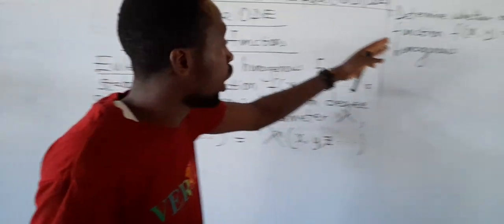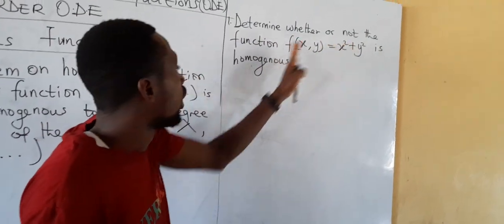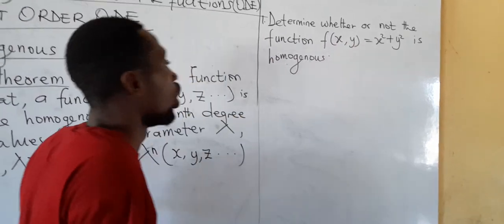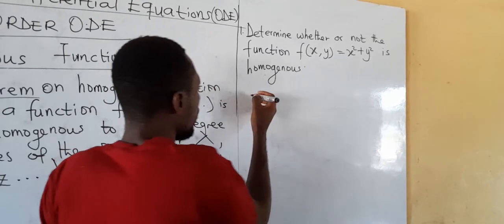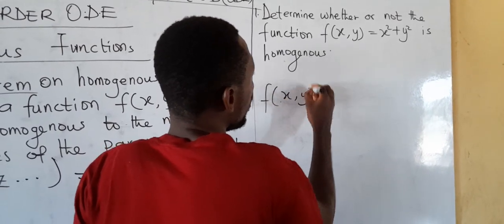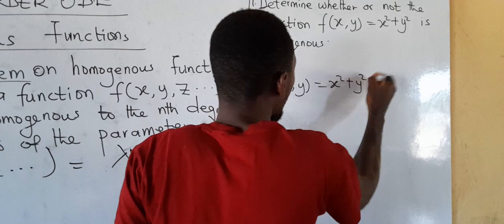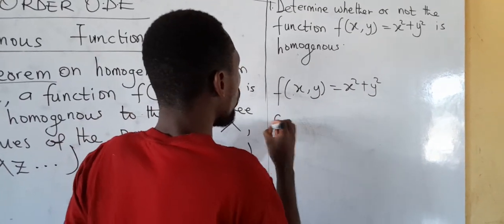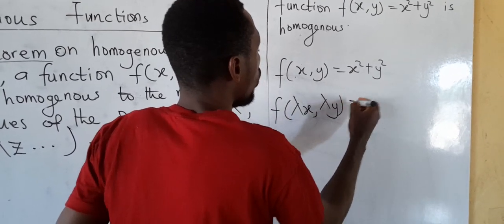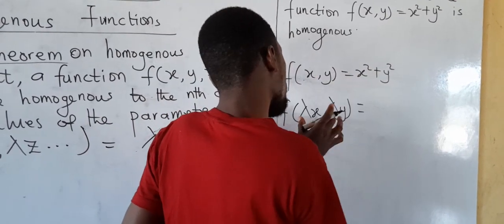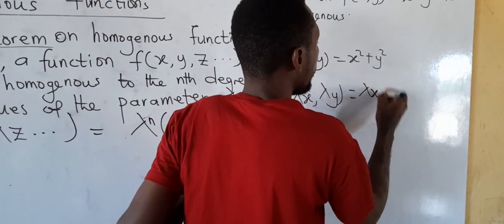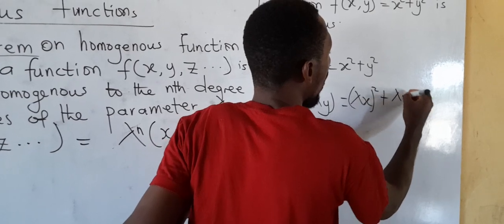So, there is a question here. They say, determine whether or not the function f, which is dependent on x and y, equal to x squared plus y squared, is homogeneous. What is Euler trying to tell us? He said, introduce the parameter lambda. So let's write the function first. The function is x squared plus y squared. Euler said introduce the parameter lambda to affect the independent variables. So in place of x, we put lambda x, and in place of y, we put lambda y. So we have lambda x all squared plus lambda y all squared.